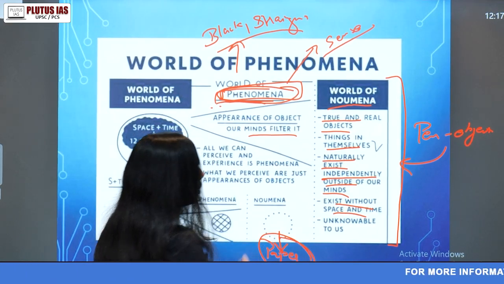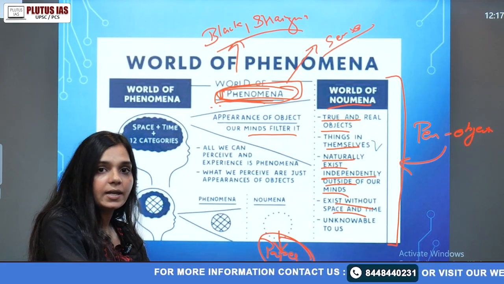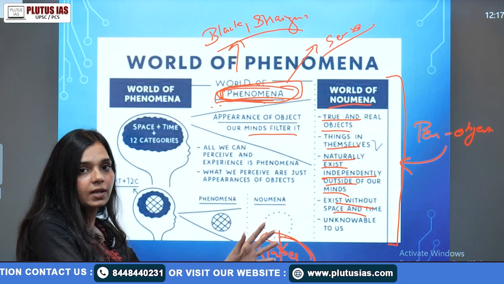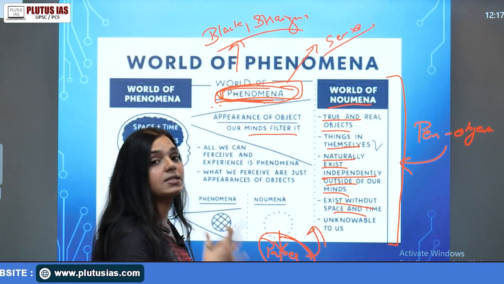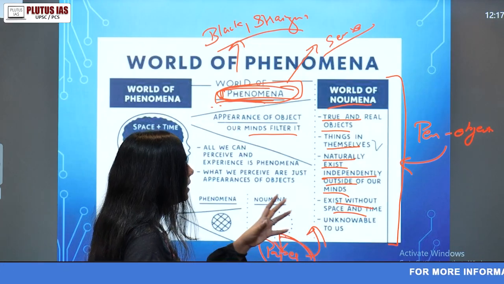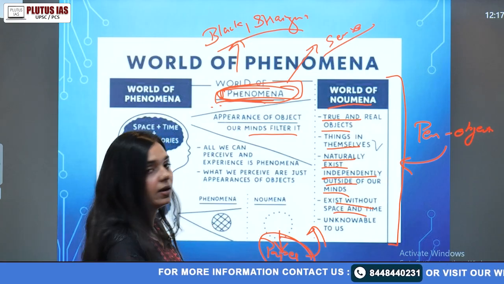Right. The UPSC Philosophy Optional paper is existing in noumena, right? There are certain questions written on that paper and it's existing somewhere, right? So that somewhere will be noumenal. It is existing in itself, right? The paper is existing in itself. Then it naturally exists independently outside of my mind, right?